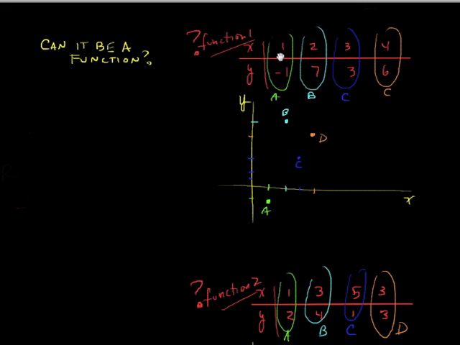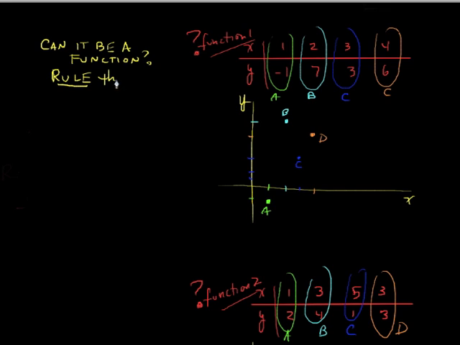Sometimes we're asked this question: can this set of data here be modeled by a function? We're not interested in what the function is. We're just interested in whether it can be modeled by a function. And a function is a rule. It's a rule that assigns values to different inputs.